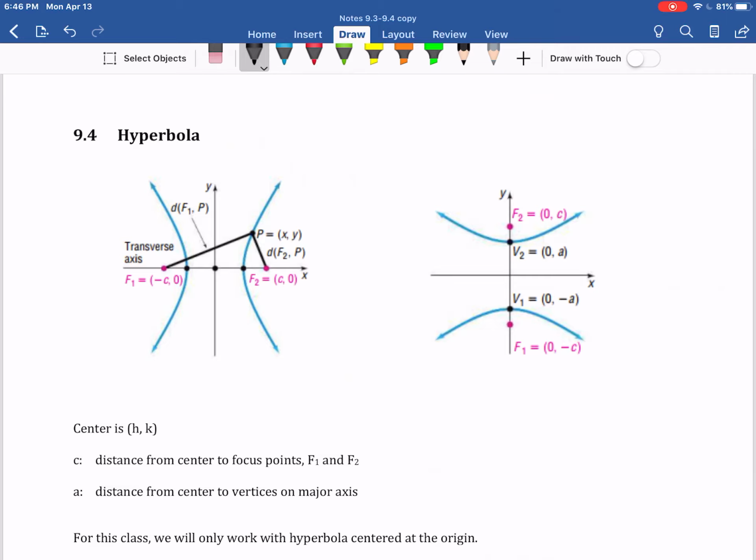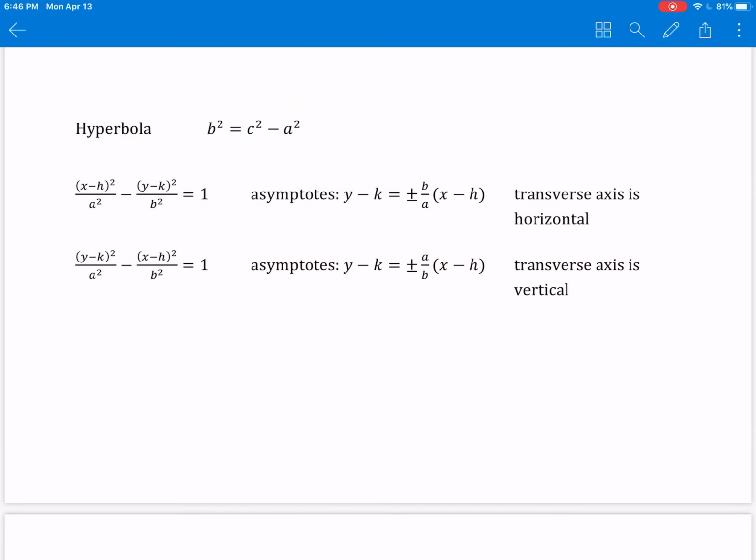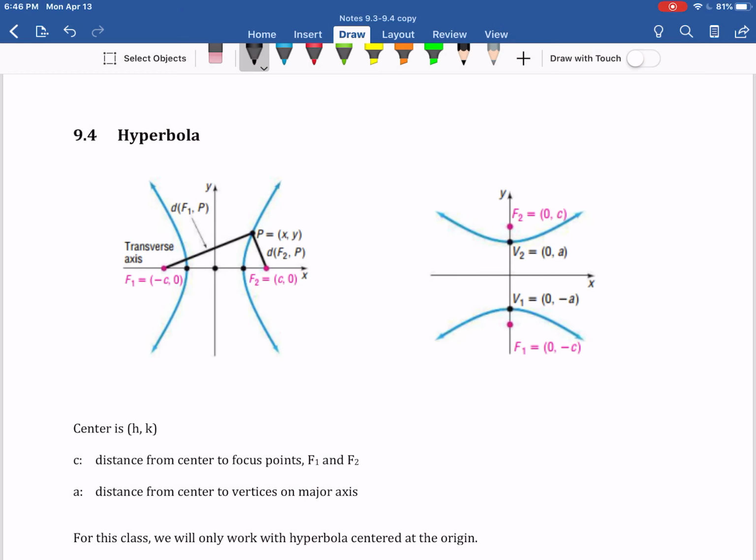And so that means if you go into your formula sheet, you will notice that the formula for the hyperbola gives you H and K as part of your formula. And if you wanted to rewrite those formulas without the H and the K, that would simplify your equations quite a bit. So H and K are both going to be 0 and 0. Let's go back to our notes paper.